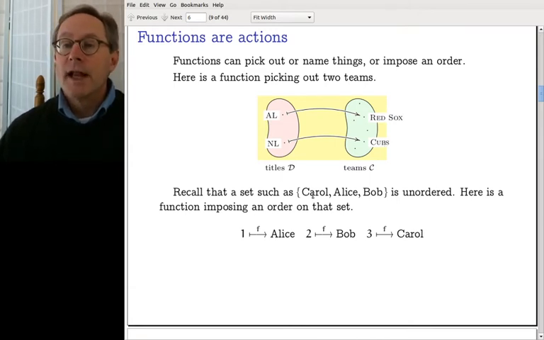Suppose I take the set Carol, Alice, and Bob, and it's unordered. If I want to impose an order on the set, then I can have a 1 associated with Alice, a 2 associated with Bob, and a 3 associated with Carol. And now the set has somehow been put into alphabetical order. So functions are actors.